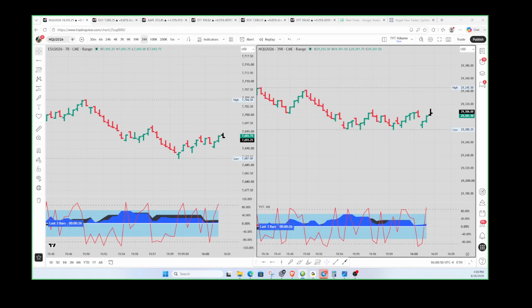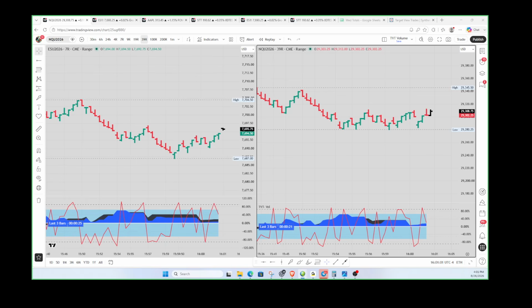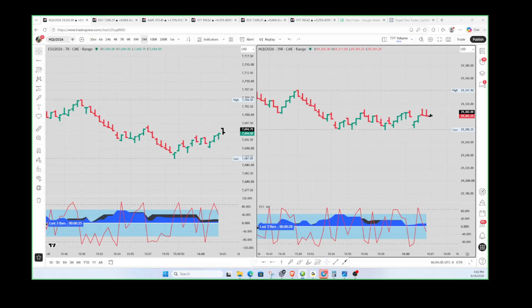So horrible fill, but 10 more. And the ES had a trade here too a minute ago. I don't think I got the ES trade. Let me just look. I did not get the ES trade.